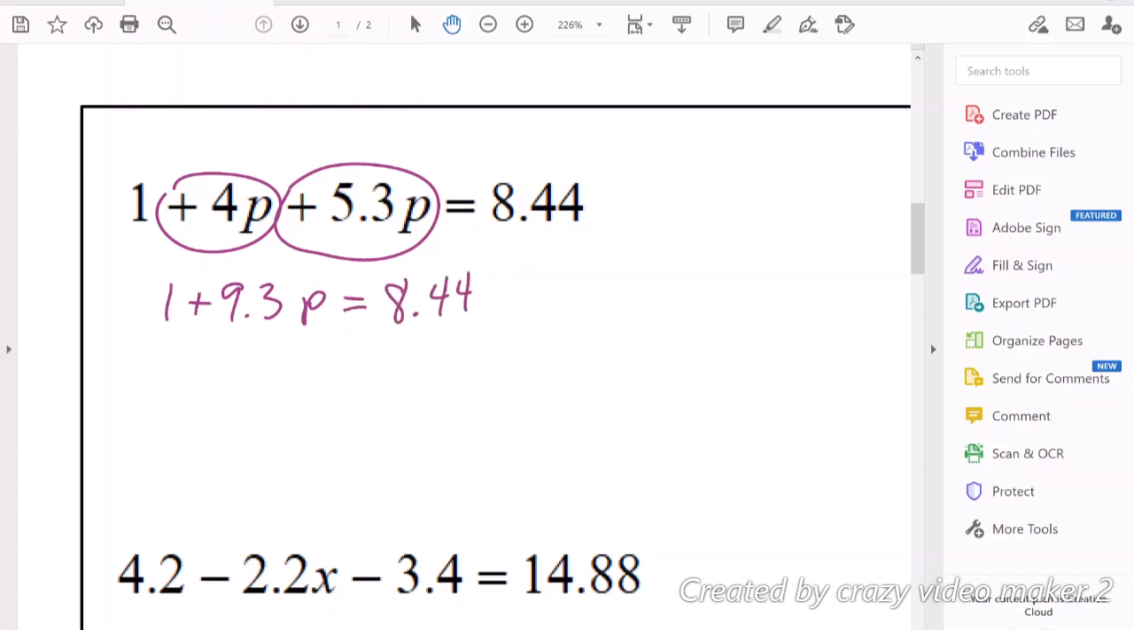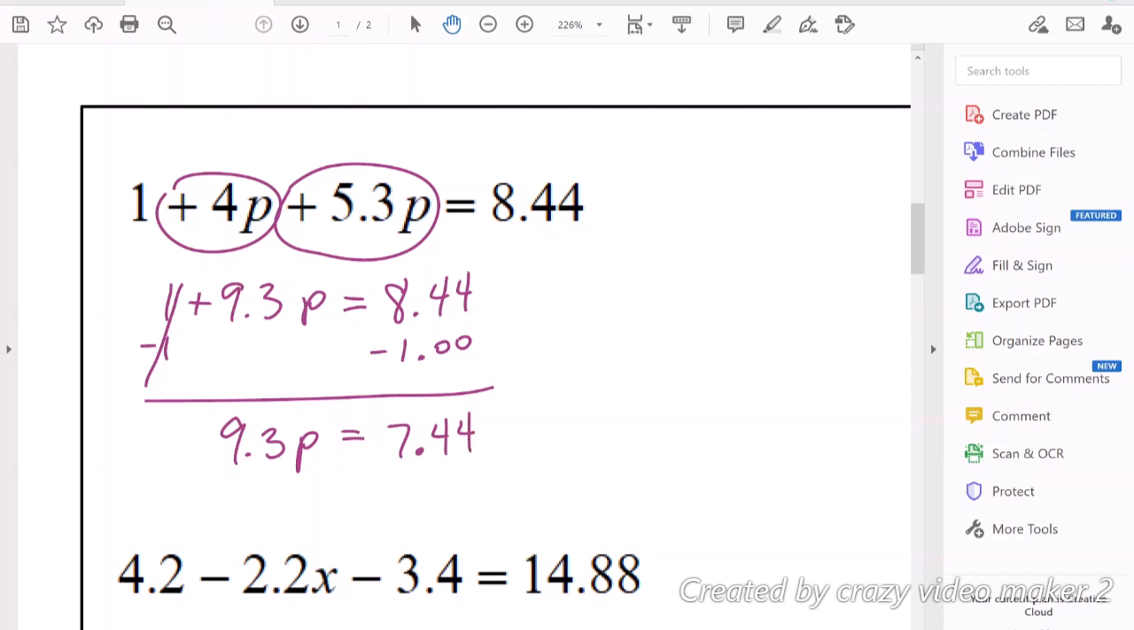8.44. Okay, now I need to move anything that does not have a p term over to the other side. So I need to move this 1 over here with this 8.44. Well, how do I get rid of 1? Minus 1. So minus 1. So I have 9.3p equals, and then remember this 1, it's like 1.00, okay? So you line up those decimals. So what's 8.44 minus 1? It's going to be 7.44. And again, use the calculator to check that math. You don't want to mess up on subtracting decimals, okay? Don't lose your points there.